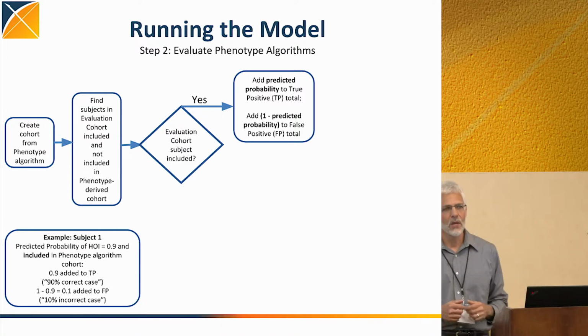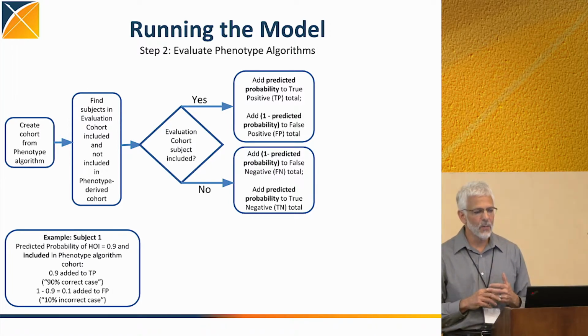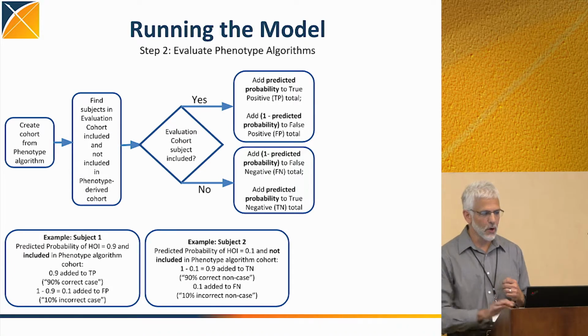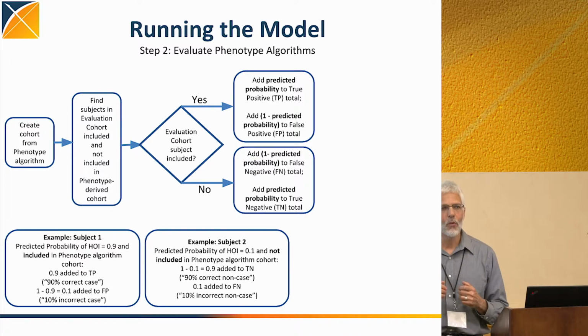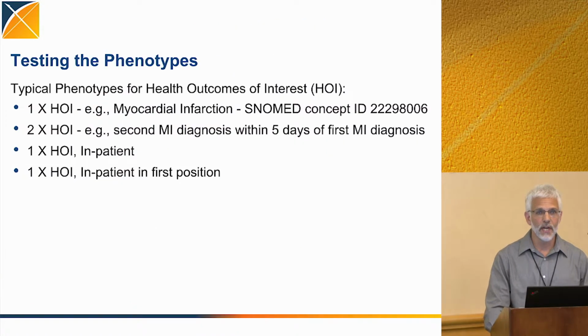So if the phenotype said this person had MI, and our probabilistic model said he had a 90% chance of having MI, then they get 0.9 credit for getting it right and a 0.1 deficit for getting it wrong. Same thing with the negatives. If you predicted somebody to be negative, the numbers are a little bit different, but just to go through the example, let's say it was a 0.1 chance of being positive, which, you reverse it, is a 0.9 chance of being negative. So they would get 0.9 into their true negative column and 0.1 into their false negative column. And then from there, you have totals for false negatives, false positives, and true positives, and you can run your calculations from there.